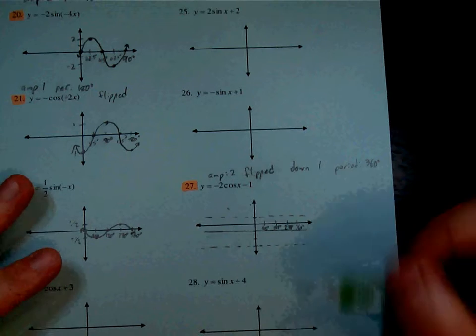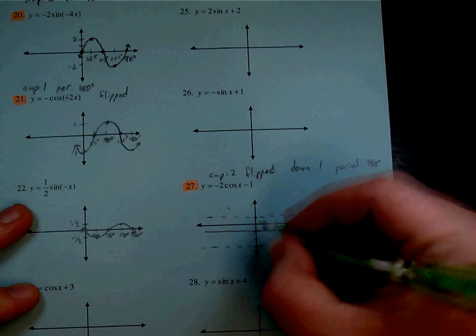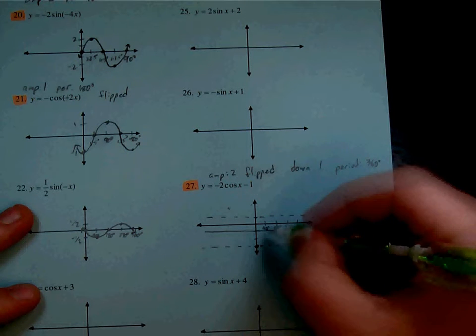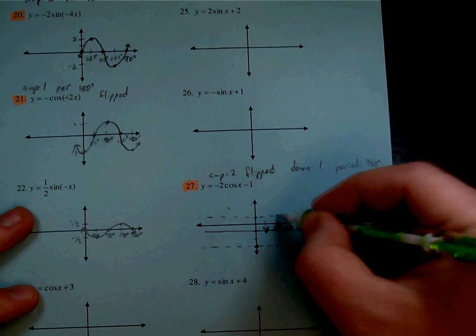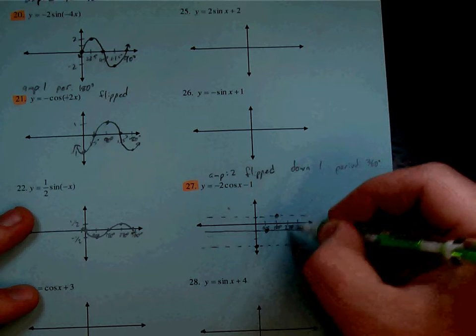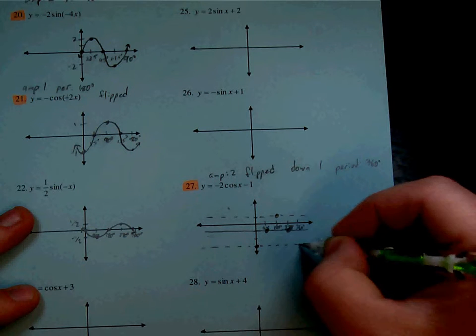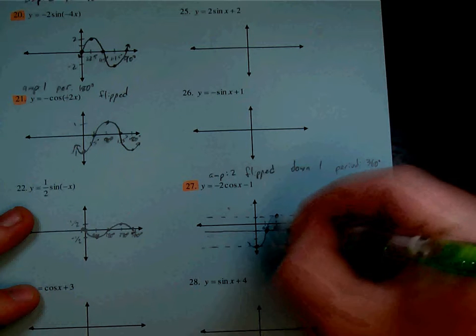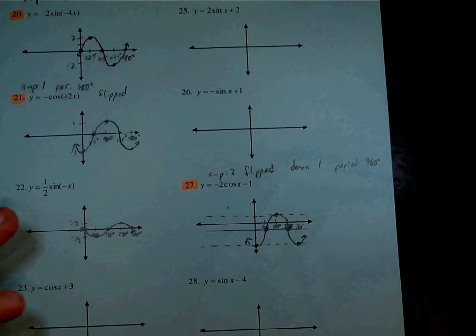Okay, it is cosine. Cosine usually starts at the maximum, but because it's flipped, we're going to start at the minimum. So down here at -3, and then at 90 degrees I'm up to the midline, which is at -1. Then by 180 I'm at the maximum, which is +1. Then at 270 I'm back at the midline at -1, and then by 360 I'm back to my minimum of -3. So connect the dots, and there's our graph for number 27.